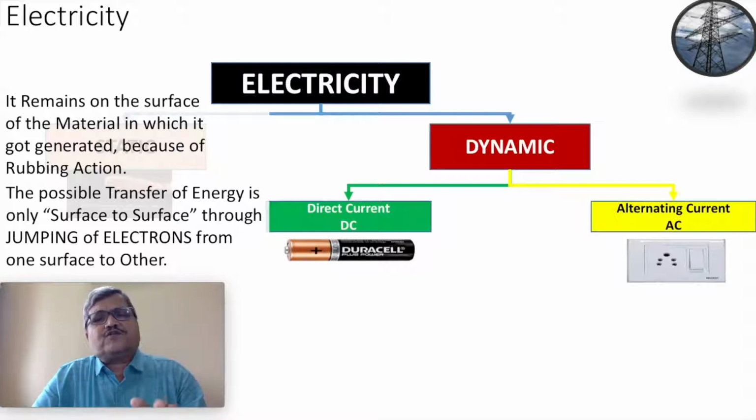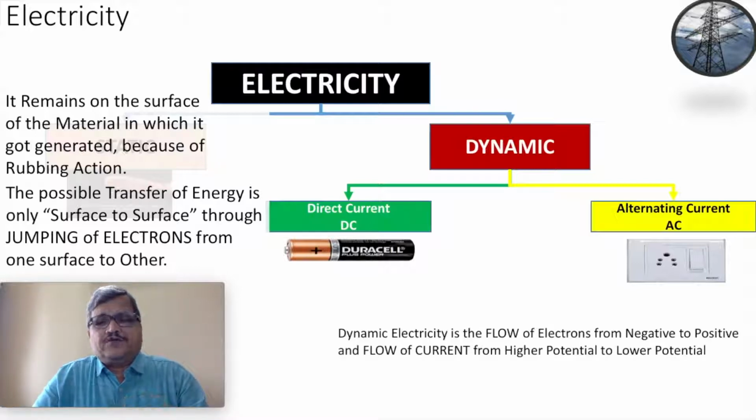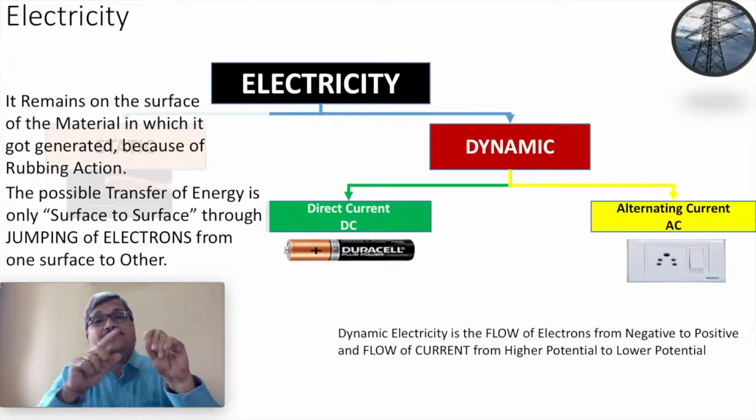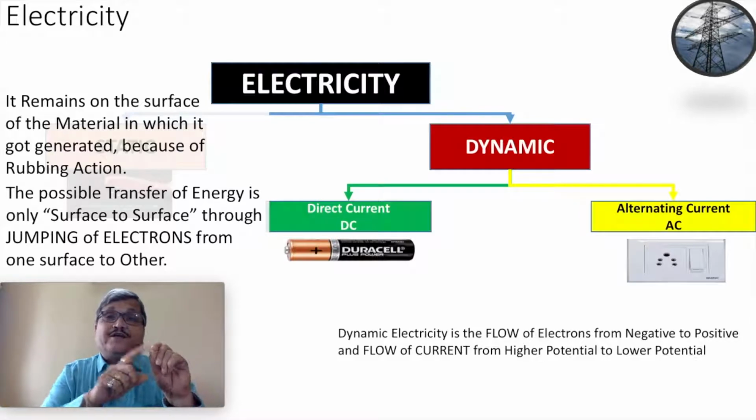So let us first focus on direct current. Dynamic electricity is the flow of electrons. It is not like static electricity. It flows through a conductor, and the electrons actually flow, and the reverse of that electron flow is the flow of current. So the current flows from positive to negative, or higher altitude to lower altitude, or higher potential to lower potential, whereas electrons flow from lower potential to higher potential. So their direction is reverse, but the direction of current is from positive to negative.